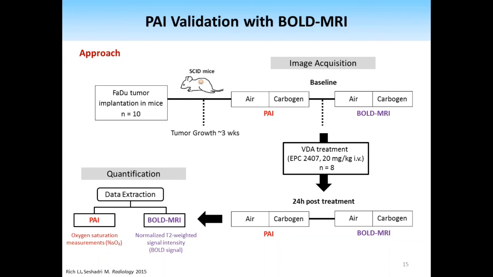For the first study, we used FADU tumors, which is a commonly used cell line of head and neck cancer. We implanted 10 mice onto the flank, as you see here. Then we allowed the tumors to grow for 3 weeks until they were around 75 to 100 millimeters cubed. At this point, we performed our baseline photoacoustic imaging and BOLD-MRI. For the photoacoustic imaging, we allowed them to breathe room air for 2 to 4 minutes, and then we switched them to carbogen gas and acquired images for 6 to 8 minutes afterwards.